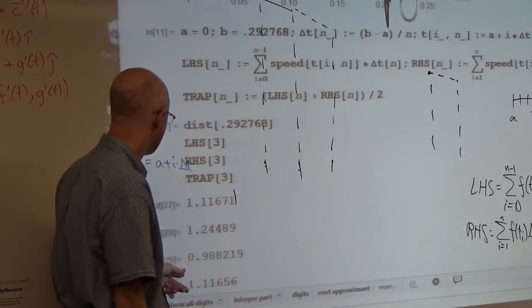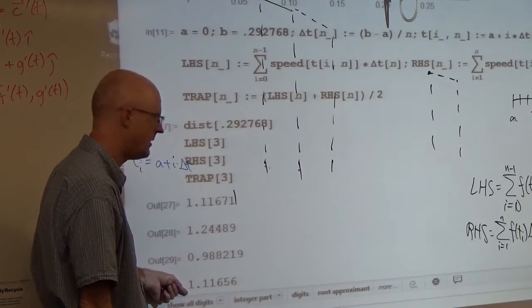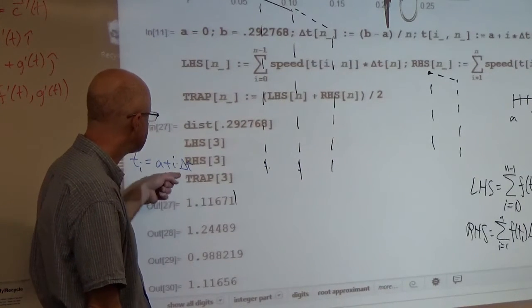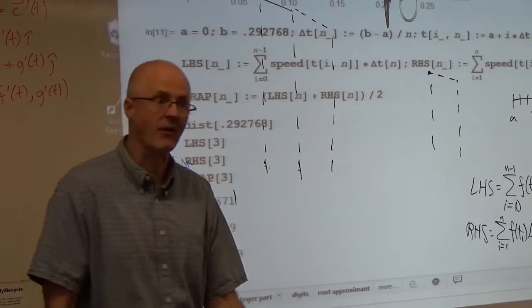Okay, again, a bit too small. There's the most precise answer. This is too big, this is too small, this is a bit too small. Trapezoid is better than both the left and right hand sums. Can that error be quantified?